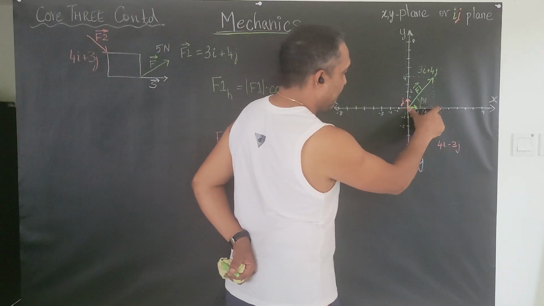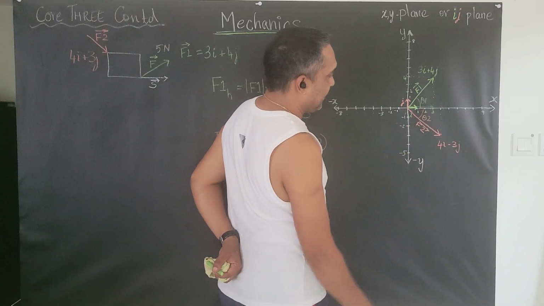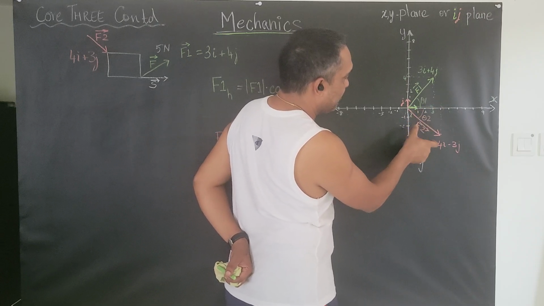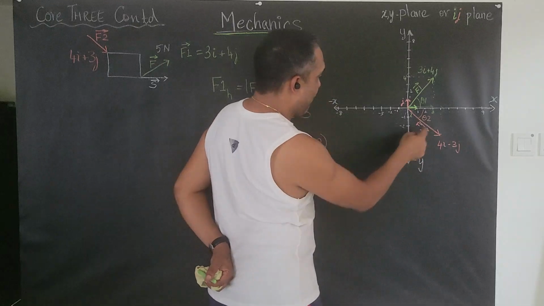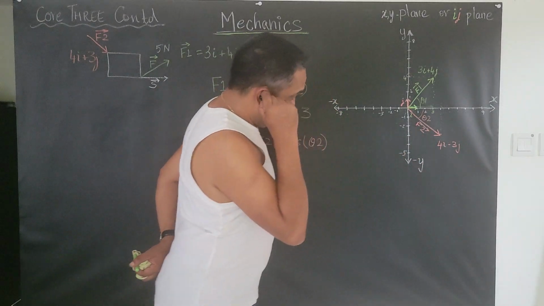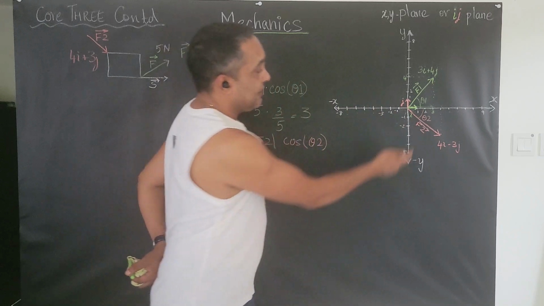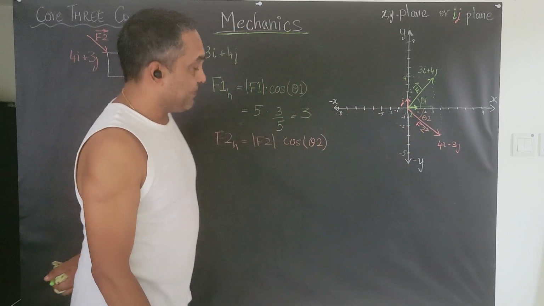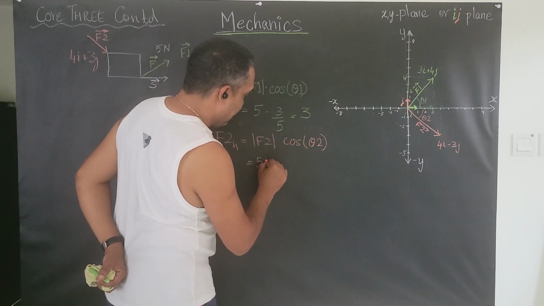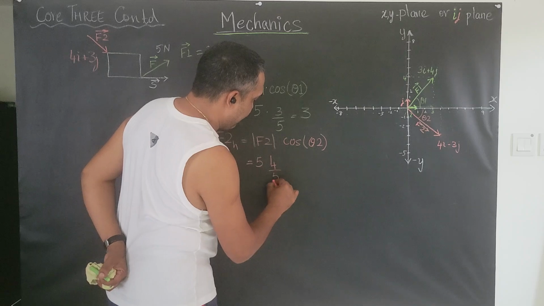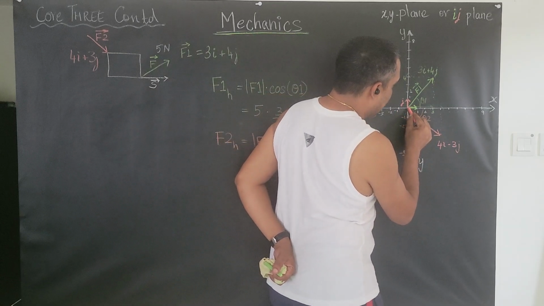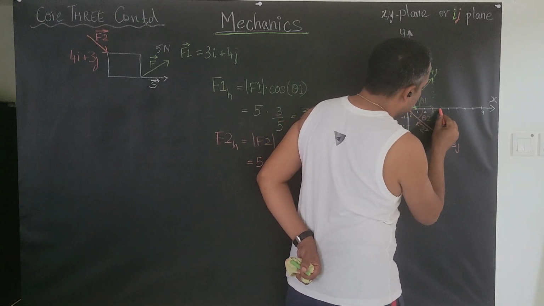Again, if you know right angle triangles and basic trigonometry, the cosine of theta 2 is its adjacent side by hypotenuse, which in this case would be 4 by 5. And if you try to say, oh, theta 2 is negative, well, if you know your cosine, the cosine doesn't change if it becomes negative, so it would still be the same positive. This would be 5 times 4 by 5, which would be 4. So you're getting another vector here, 4.